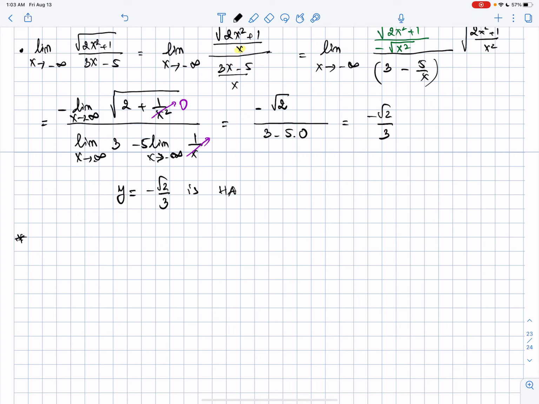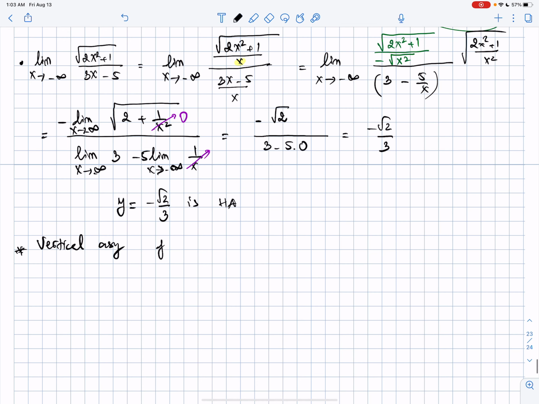To find the vertical asymptote, we will look at the bottom. The function, let's write out the function one more time. The function is square root of 2x squared plus 1 divided by 3x minus 5. So you look at the bottom, and find the value of x that makes the bottom 0. Okay, so x equals 5 over 3.